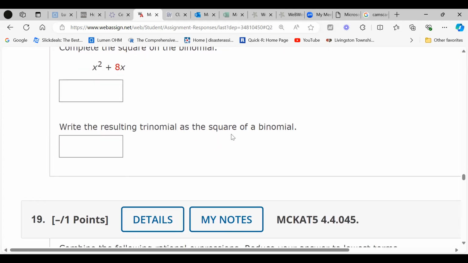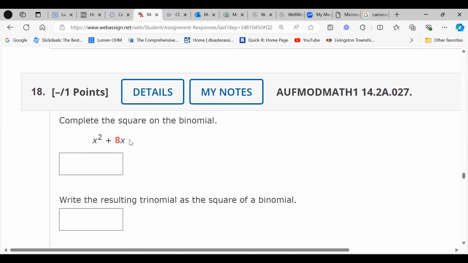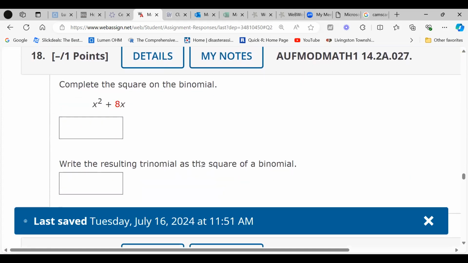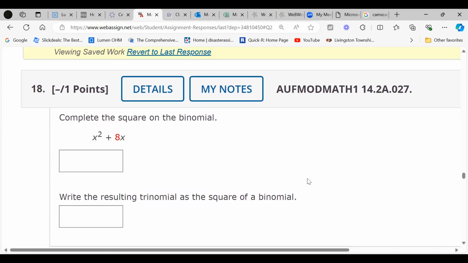Complete the square on the binomial. So given this, you need to find out the missing number and then write the trinomial as a square of the binomial.